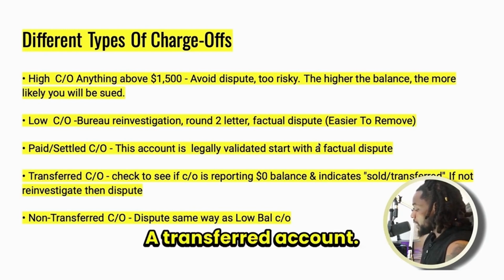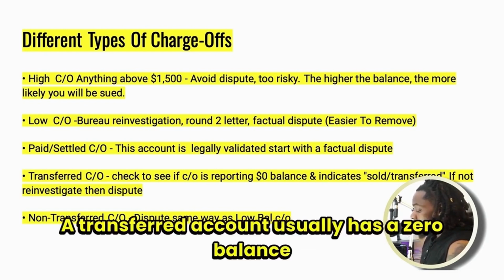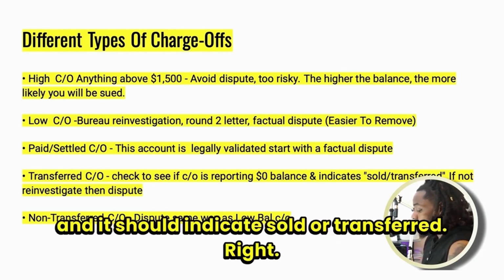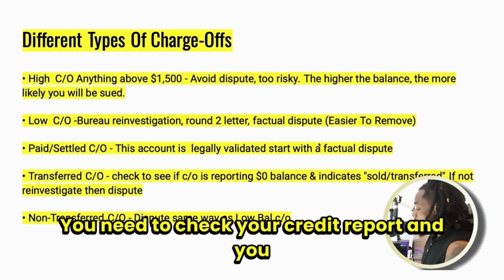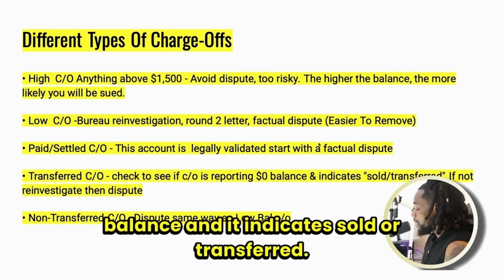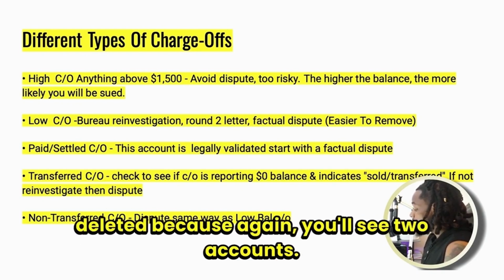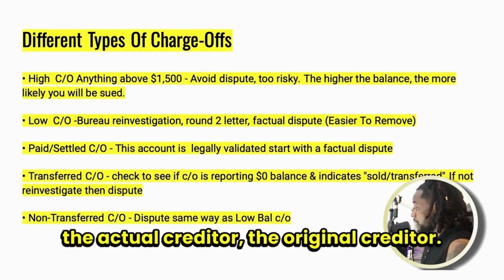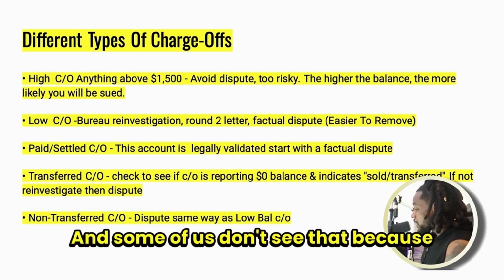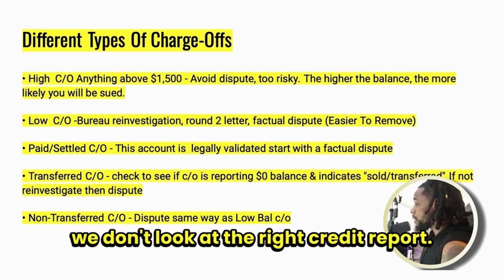A transferred account. A transferred account usually has a zero balance and it should indicate sold or transferred, right? You need to check your credit report and you need to see if it's reporting as a zero balance and it indicates sold or transferred. A lot of charge-offs can be deleted because, again, you'll see two accounts. One is a collection. The other is being held by the actual creditor, the original creditor. And some of us don't see that because we don't look at the right credit report.